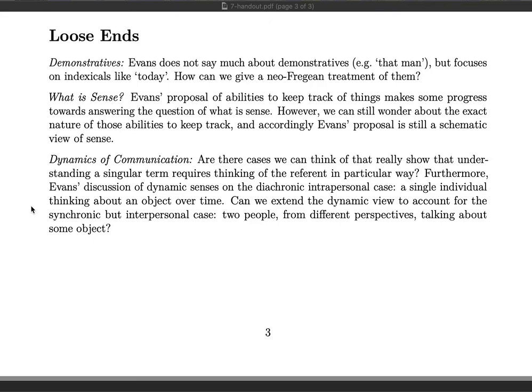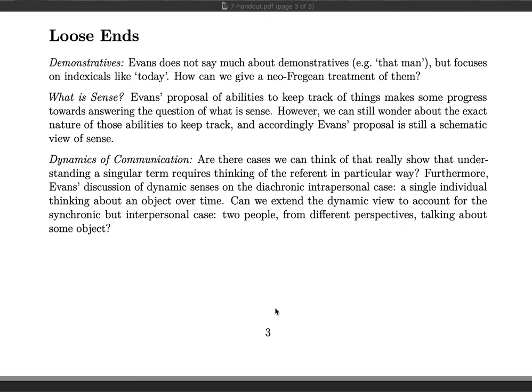What matters for Evans's general framework is that singular terms have a sense just in case there is some particular way of thinking of a referent that is required in order to understand a singular term. So one thing we can ask is, are there really clear cases in which understanding a singular term requires thinking of the referent in a particular way? And if we can show that, then it seems that there really is an important notion of sense. So we'll look at some cases of that next week.